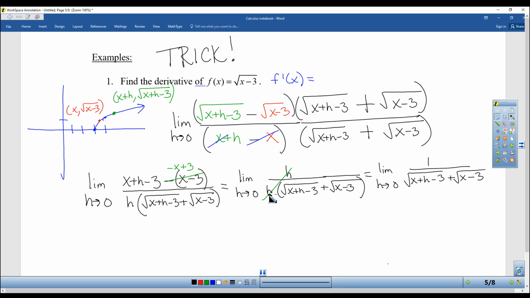But now that that h is gone, I can plug 0 in. Oh, so I don't need the limit anymore. I can actually plug 0 in. And when I put 0 in there, I get 1 over the square root of x minus 3, because that h is gone, it was 0, plus the square root of x minus 3. So if you have one square root of x minus 3, and you add to it another square root of x minus 3, you have 2 square roots of x minus 3.